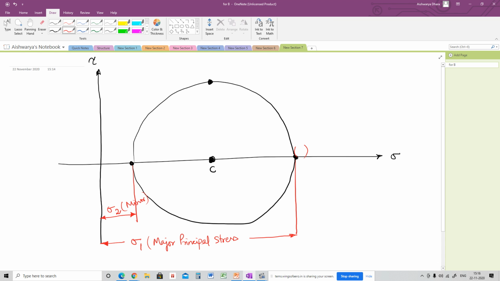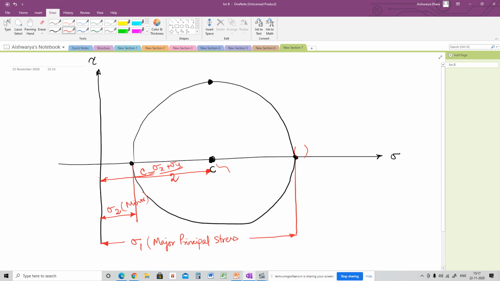Now the distance from here to this point will be the center of the Mohr circle, which is defined by sigma x plus sigma y by 2. That is the center.